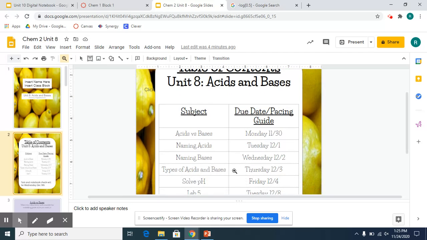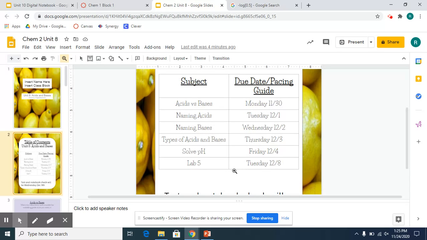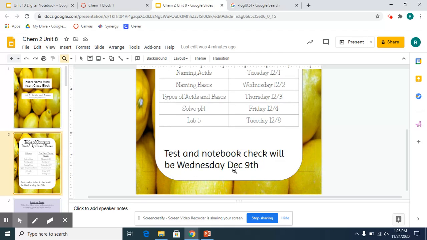Okay, so today is Monday. Today you're doing acids versus bases. Tuesday you are naming acids. Wednesday you are naming bases. Thursday you're doing types of acids and bases. Friday you're solving for pH. And then you will come back on Monday unless they extend it or whatever. Monday we'll do a review. Tuesday will be your lab. And then your test will be on Wednesday.